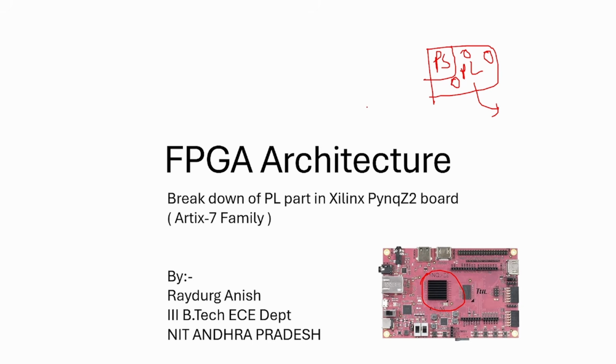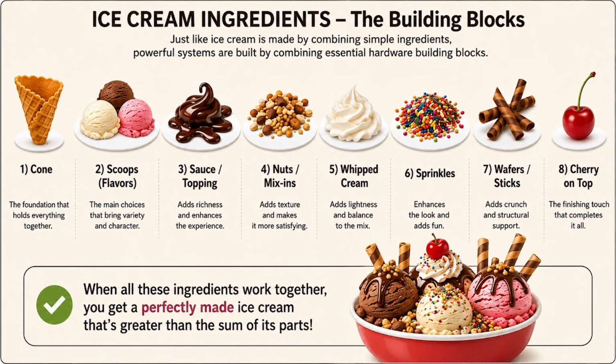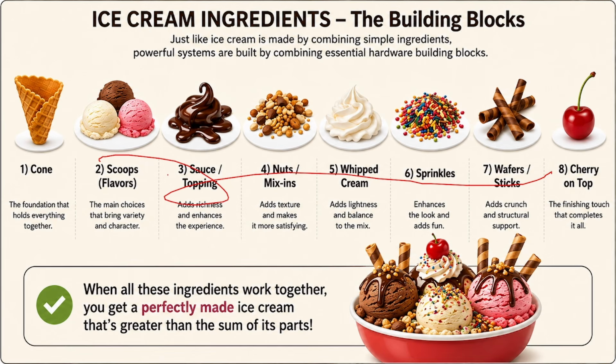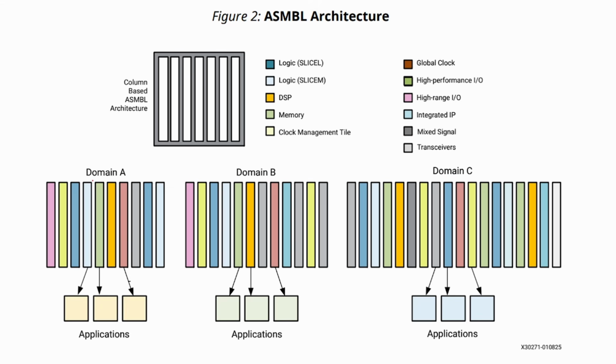Before diving deep into the PL part, let us look at how an ice cream is made. At first, we have the base cone, and on top of it, we place several ingredients. Depending on the interests of each individual, the quantity of each ingredient may vary to get the perfect ice cream for them. In a similar manner, FPGA is a column-based architecture where we have all these ingredients. Depending upon each application, the quantity of each ingredient is varied, and we place the corresponding ingredient in the column. Each column contains one specific ingredient, as you can see here.